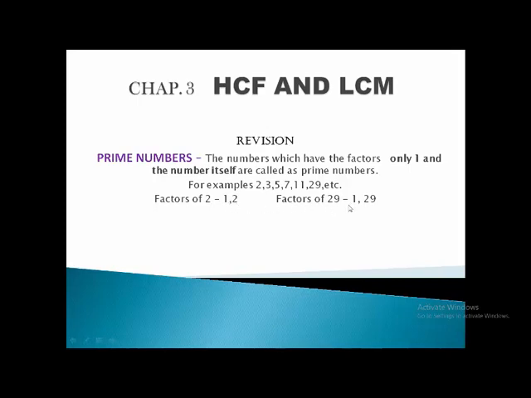The factors of 29 are 1 and 29. So here the factors are only 1 and the number itself. These numbers are called prime numbers. This we already studied in standard 6.